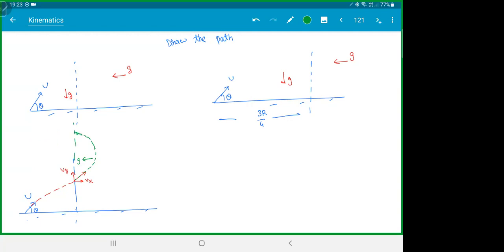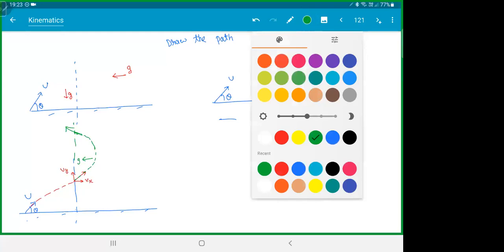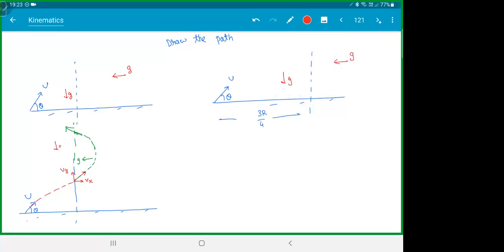It looks like a parabola, a projectile motion that way. And once you come here, again you have a speed v here. Once you come outside, again gravity has become downward. So this will fly like this. Check out the path, how it looks.